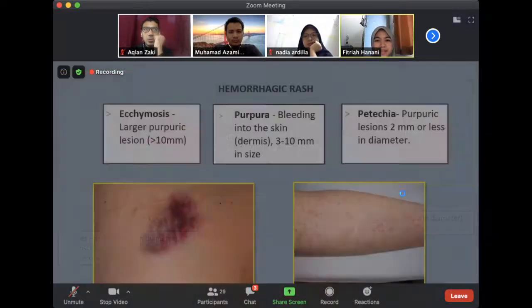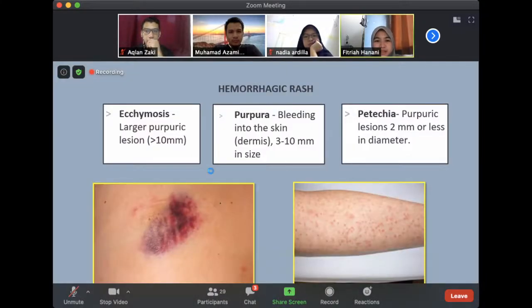Okay. So we go to the hemorrhagic rash, which consists of ecchymosis, purpura, and petechiae. So petechiae is basically a pinpoint lesion, which is less than 2 mm. And purpura is between, the size is between the ecchymosis and the petechiae. And then ecchymosis is a larger purpuric lesion, which is more than 1 cm.